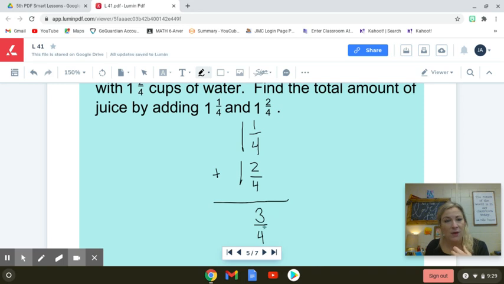I'm going to move on to adding my whole number parts. We have 1 plus 1 is 2. We've created a mixed number by adding 2 mixed numbers together. We have 2 3/4. Looks good.